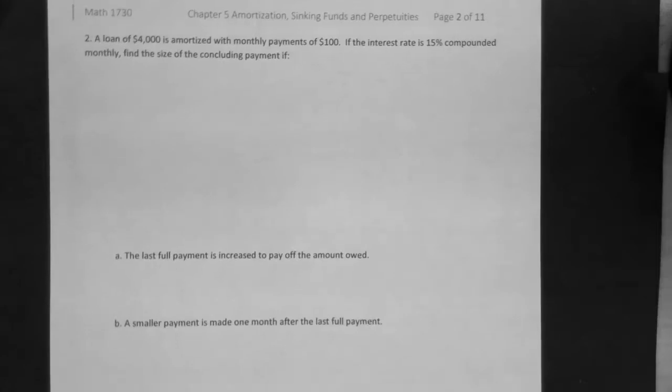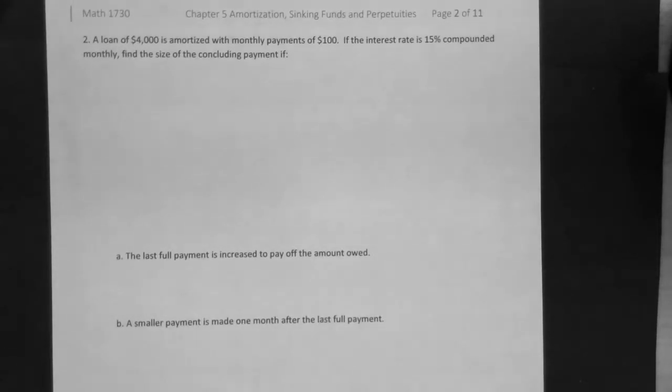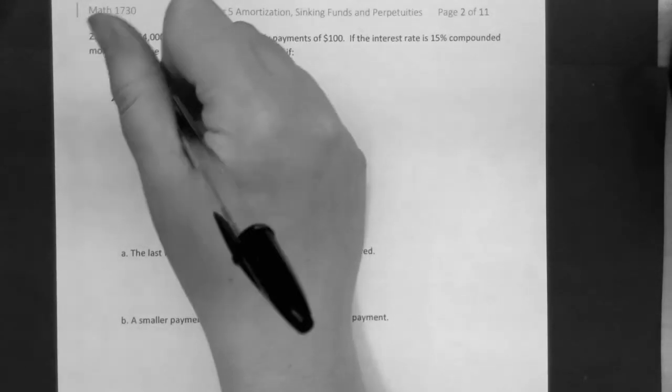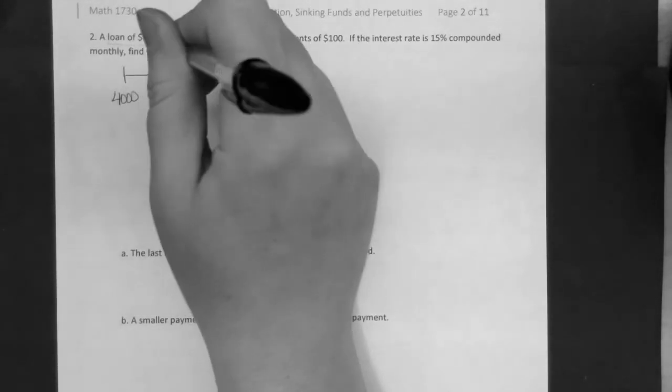Alright, example 2 for chapter 5, section 1. A loan of $4,000 is amortized with a monthly payment of $100. So first thing we have to do is our timeline. So we have $4,000 at the beginning because again that's our loan.